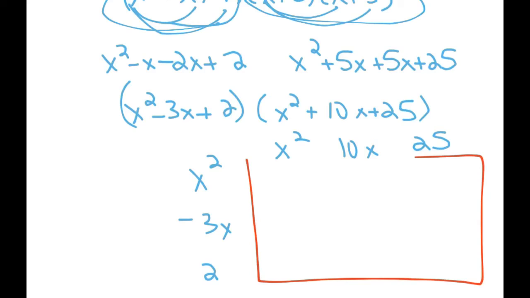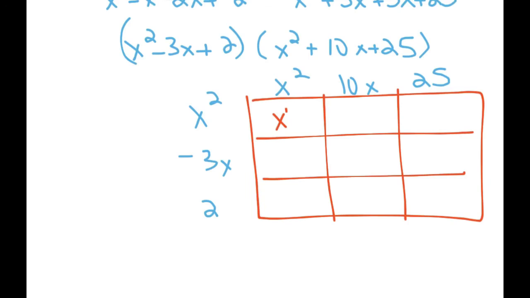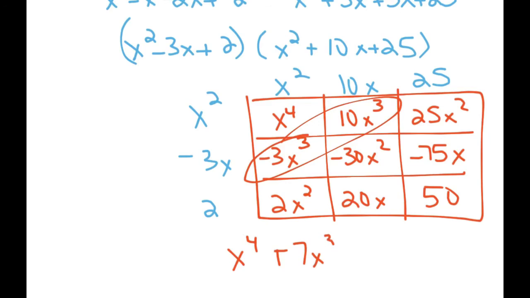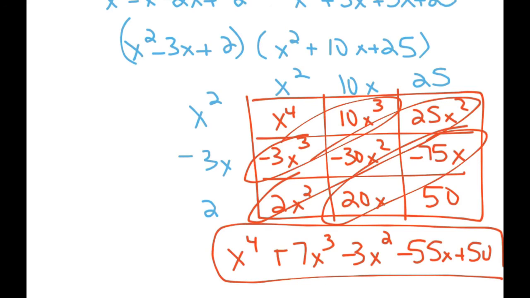Now make myself my box. And now everything should end up correct. X to the fourth, 10x cubed, 25x squared. Negative 3x to the third, negative 30x squared, negative 75x. 2x squared, 20x, and 50. Now I'm happy. So I have x to the fourth, plus 7x to the third, minus 3x squared, minus 55x plus 50. That is the polynomial in standard form.